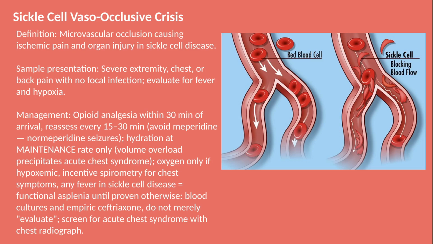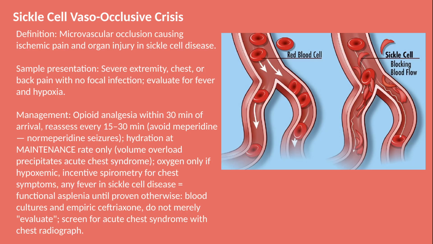Give rapid, weight-based opioid analgesia within 30 minutes of arrival, reassess every 15 to 30 minutes, and redose until the pain is controlled. Avoid meperidine, which accumulates a neurotoxic metabolite. Add a nonsteroidal agent when renal function permits. Hydrate at maintenance rates orally or intravenously, but do not flood these patients because volume overload precipitates acute chest syndrome. Give oxygen only when the patient is actually hypoxemic. It does not treat pain.